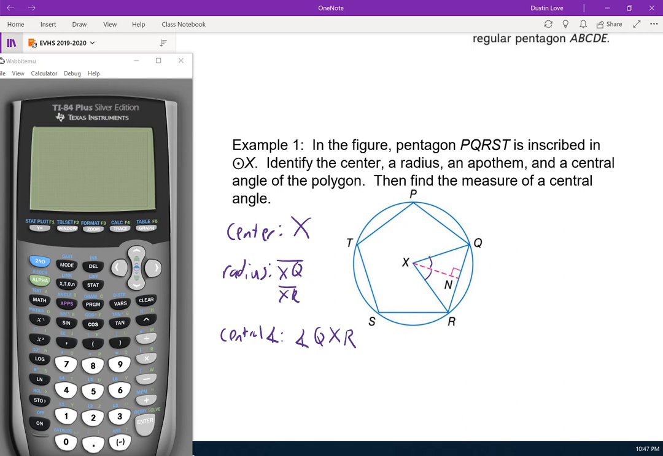Then find the measure of the central angle. Actually, you know what? I just did that on the previous slide. The measure of angle QXR is 360 divided by n, number of sides, which is 5, which is 72 degrees.